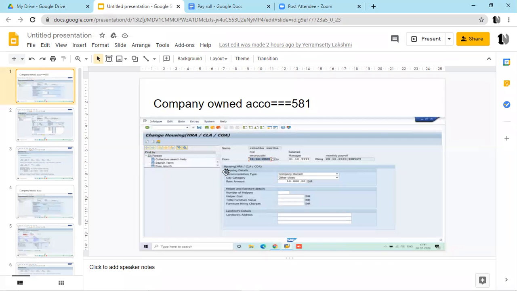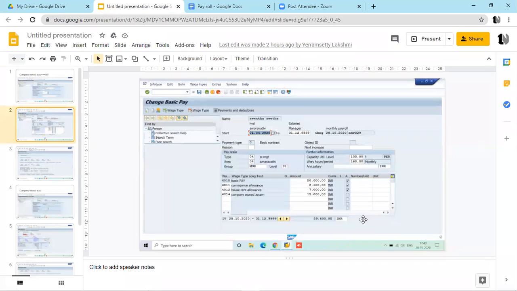So she took the company-owned accommodation, and then the next slide, in other cities. Here you have company-owned accommodation. She took maintained like 15,000, and 4,414. That is the waste type you have created separately.